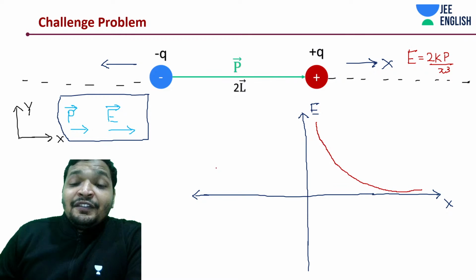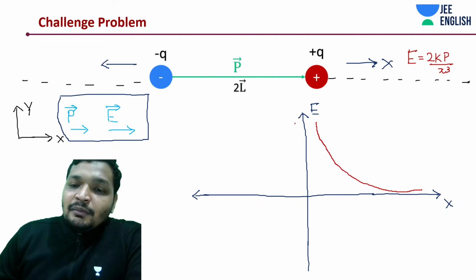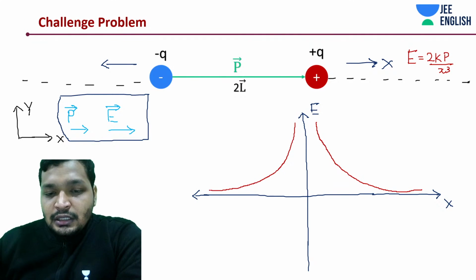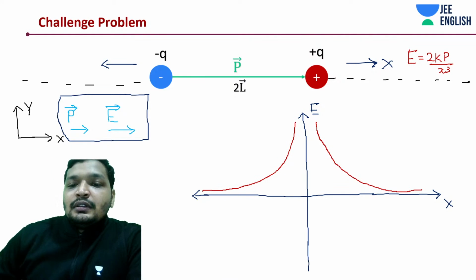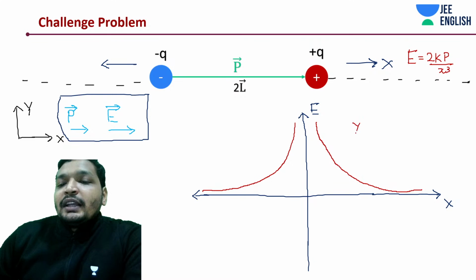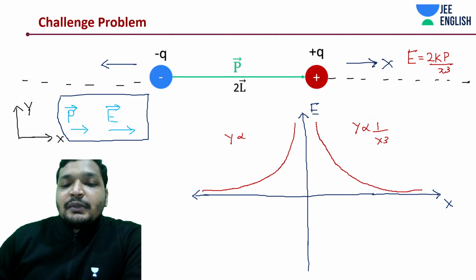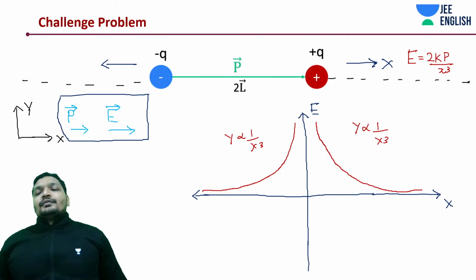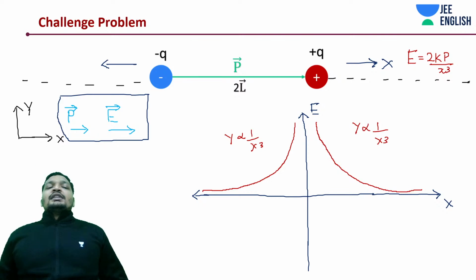And for the left hand side, what is going to happen? Still the electric field is going to be positive, max near the charge. This is a 1 by x cube graph, like y is proportional to 1 by x cube. This is exactly not how it would look, but something like this. Simple. What is the conclusion?